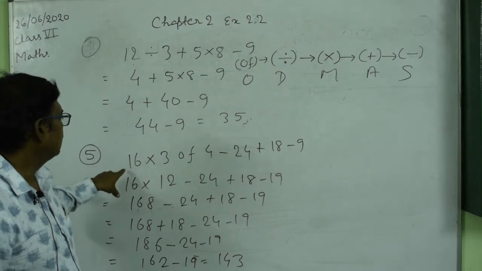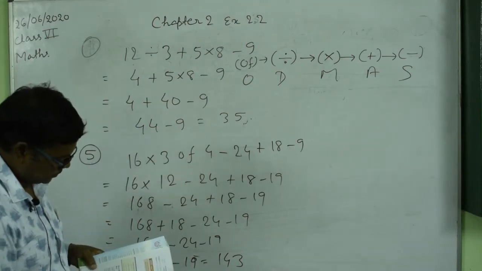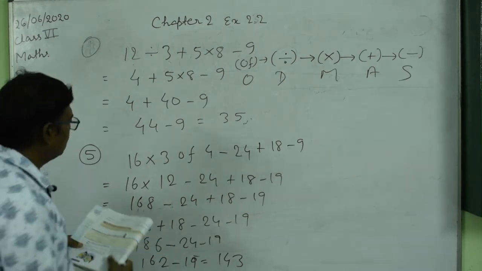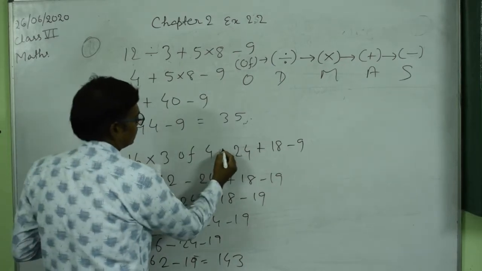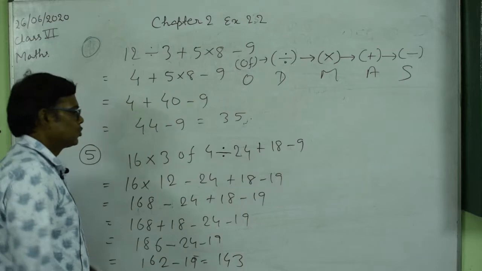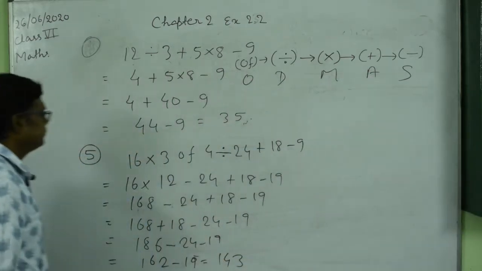See here, 3 times 4 is 12. This is the question. I think I have written the wrong question here. There is a division sign, not minus. So it is not correct. I will do this again.